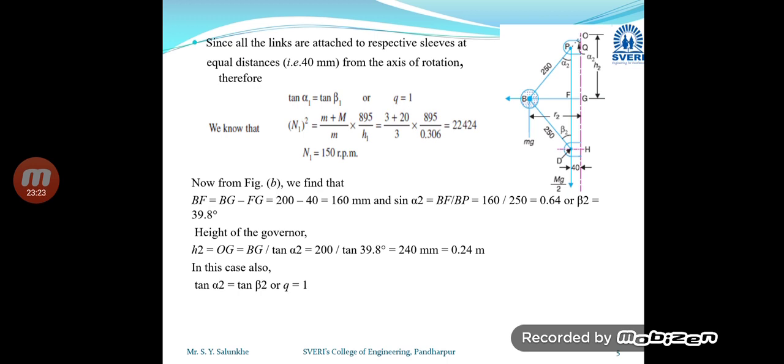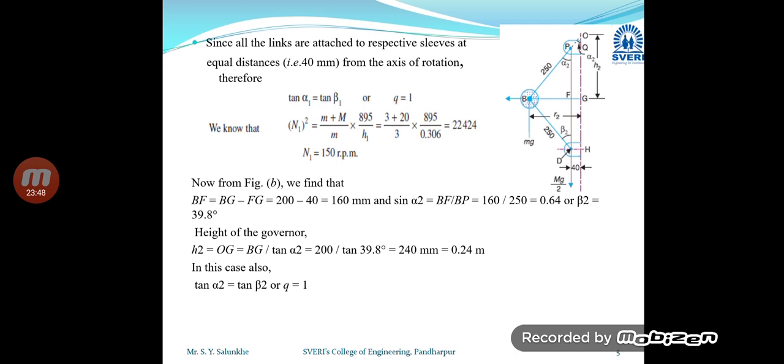Hence we are going to get the value of n1 square as 22,424. And when we calculate n1, we have to take the root of this value which we have calculated. So n1 will be equal to 150 rpm. This will be the minimum speed of this given Porter governor.